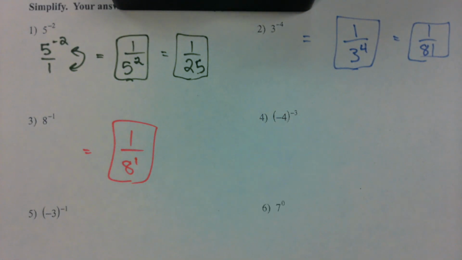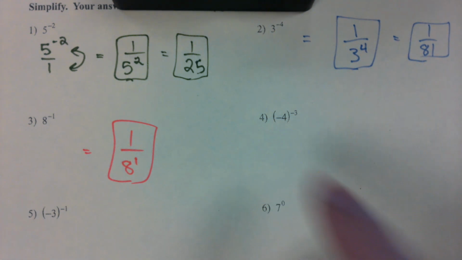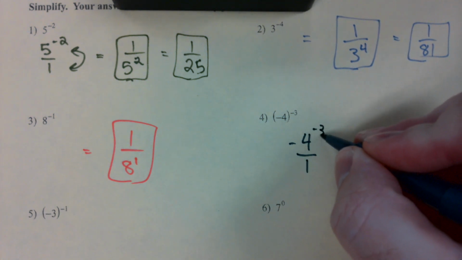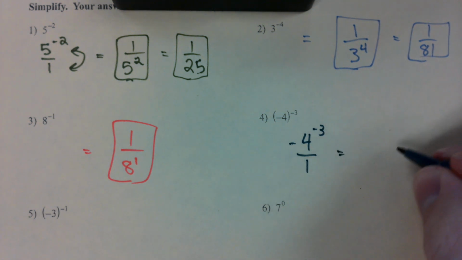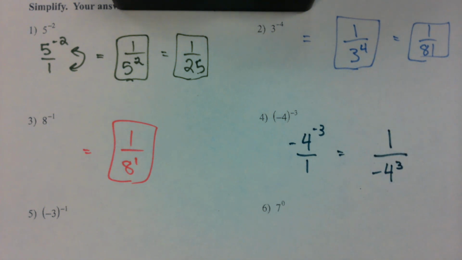Now I had some questions about number 4 because our base here, our 4, is negative. Is that going to change what we do? No, it is not. If we have negative 4 over 1 to the negative 3rd power, we're going to flip them just like normal. Negative 4 to the positive 3 under 1. So we flipped them and made the exponent positive. And then negative 4 times negative 4 would be positive 16. Times negative 4 again gives us negative 64, right?